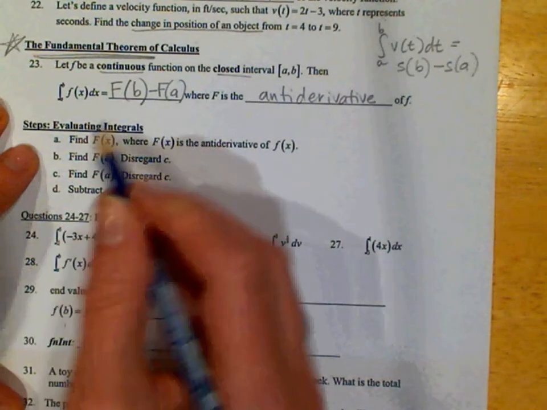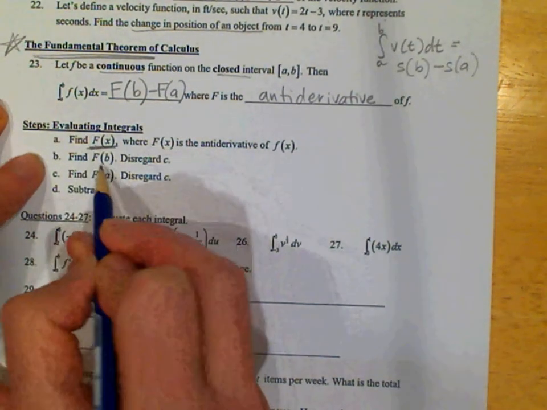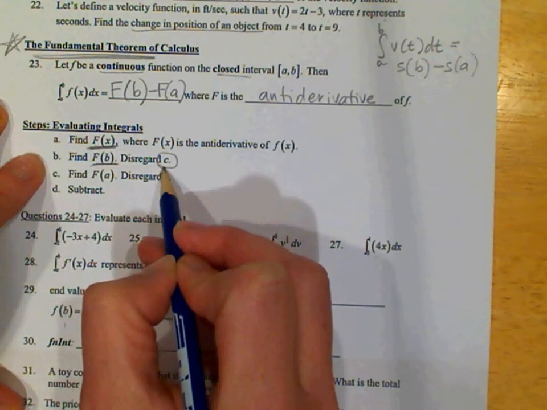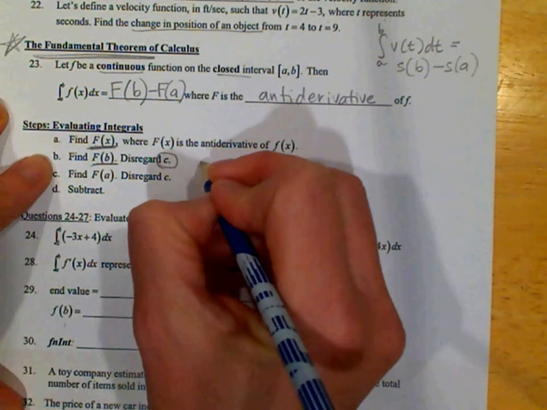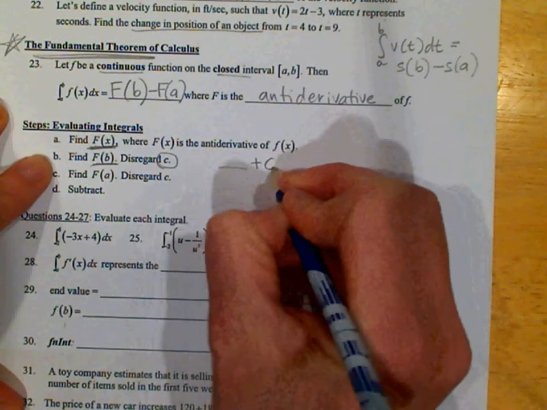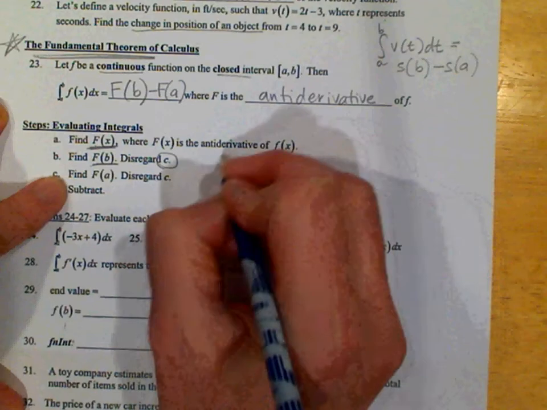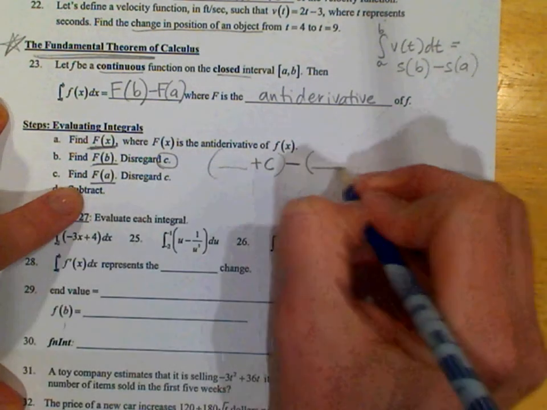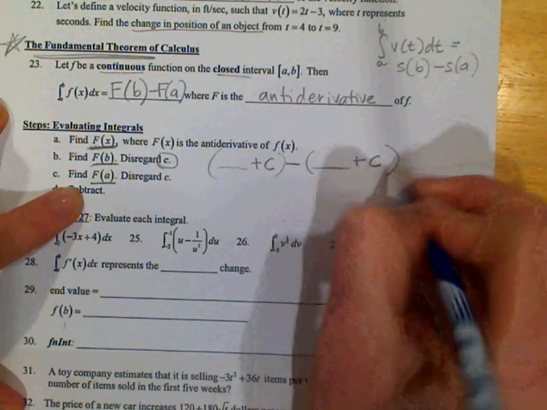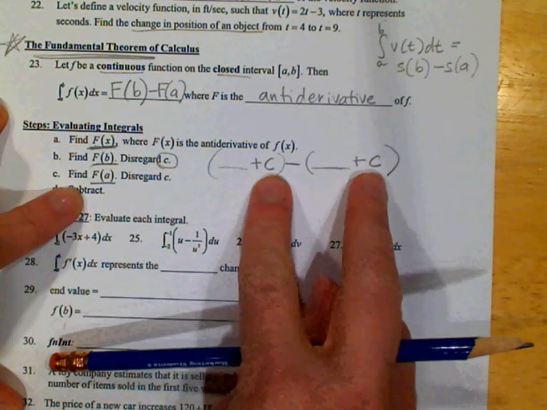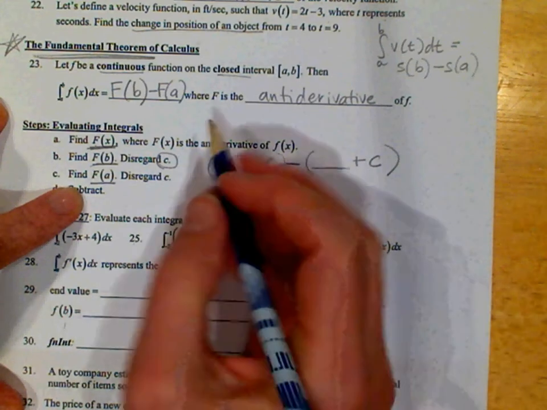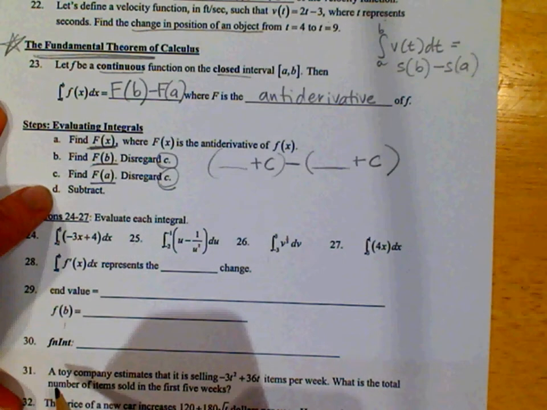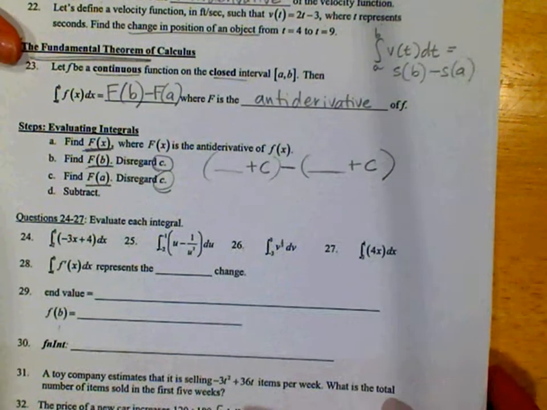Find the antiderivative. Then we're going to find f at b, and it says disregard c. But if you think about it, at some point I'm going to have f at b plus c, and then I'm going to subtract f at a, whatever I get, plus c. It's going to be the same c, so I'm just going to subtract them out. Therefore, I get to disregard it because it's just going to go away when I subtract the difference. Okay, so I'm going to do this on a separate sheet.